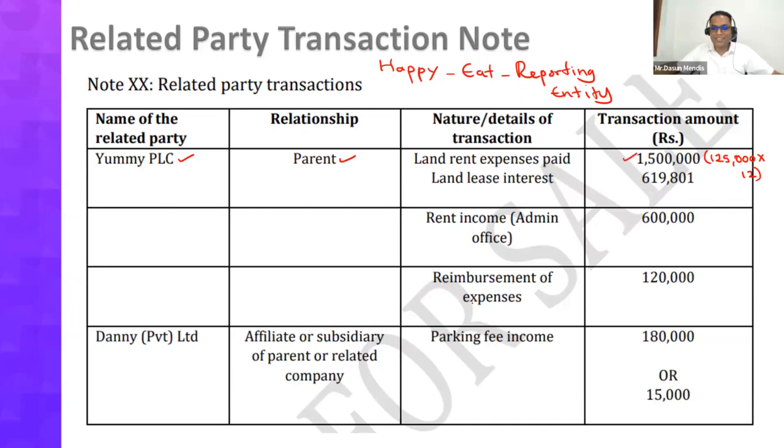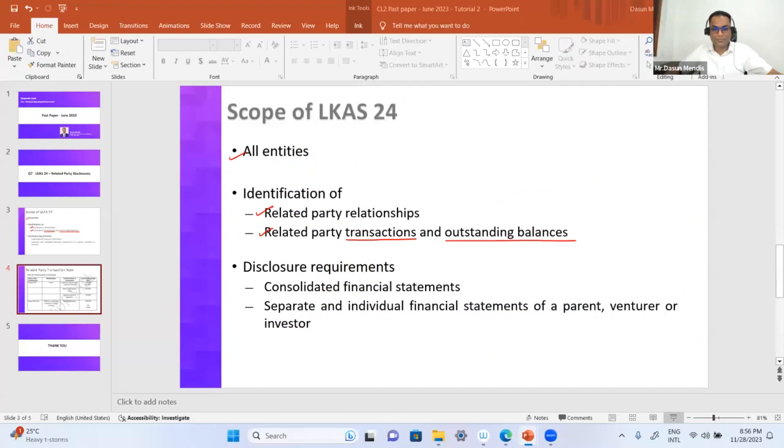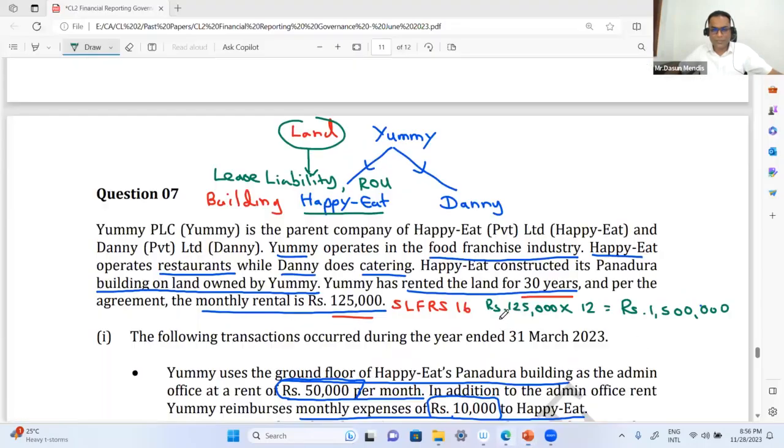That is one transaction. I told you from the perspective of Happy Eat, so Happy Eat would become the lessee of the transaction. There would be a lease liability and a right-of-use asset. And according to the question, on this lease liability there is an interest expenditure which is disclosed in the question, 619,801. You looked at that, right? It was mentioned over here.